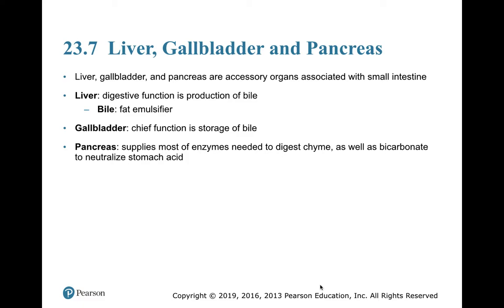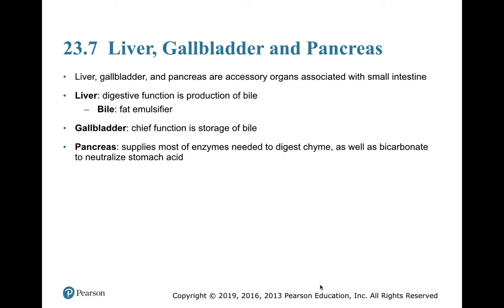At the next stop along the line is going to be the small intestines, but before we get our food into the small intestines, there are some accessory glands that are going to provide materials to the small intestines that will help the small intestines do its job. And those are collectively the liver, the gallbladder, and the pancreas.